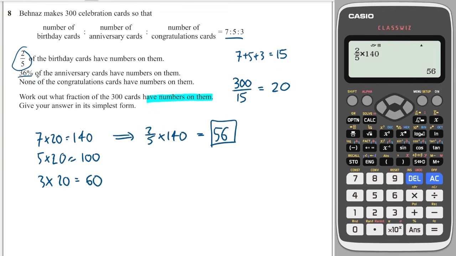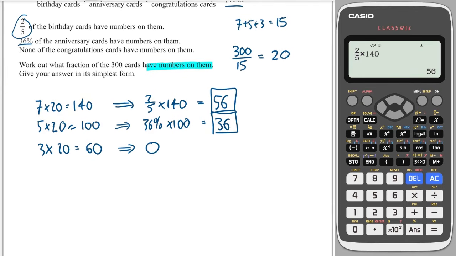And we have 36% of the anniversaries. So we have to do 36% of 100, which I'm not going to use my calculator to do that because 36% of 100 is just 36. And then we have none of the congratulations cards, so that's 0 there.